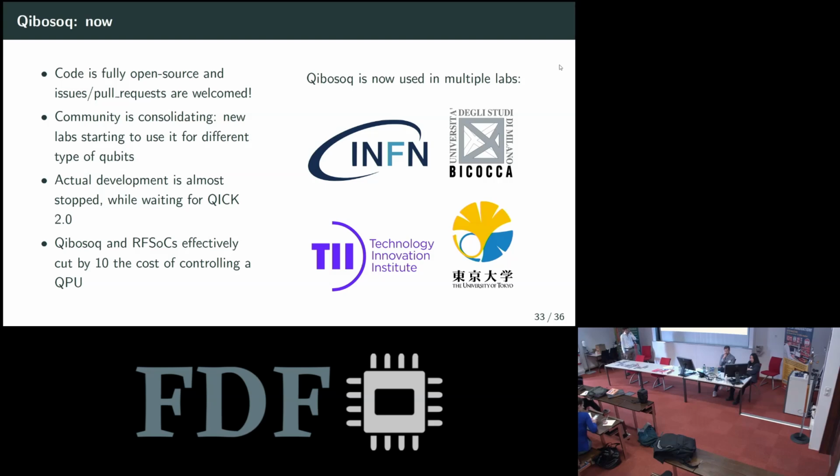And now, okay, Qibosoq is being used. I developed it at the Technology Innovation Institute, and it's being used there, at my university in Bicocca, and some places in Italy around INFN are using it, as well as someone in a group at the University of Tokyo.